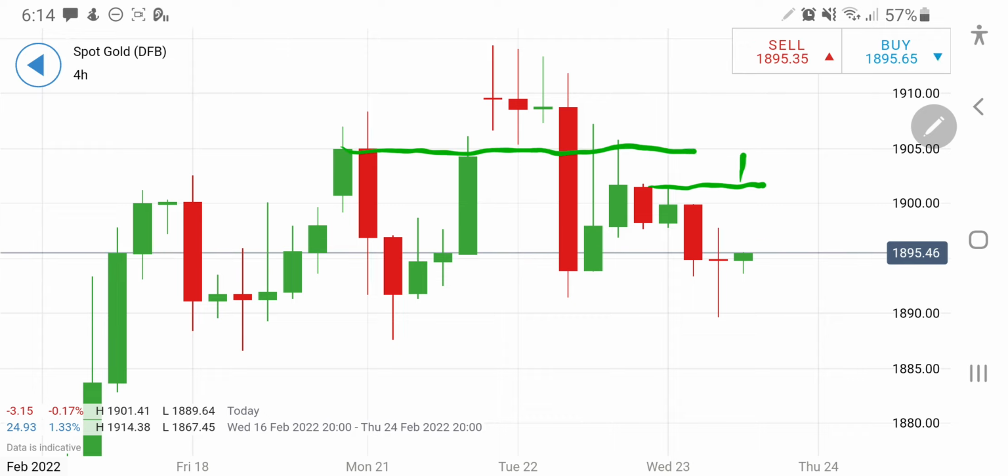See, this is the level at 1905. It has provided a strong resistance. If it breaks 1905, then it will fly towards 1908, 1910, 1912 and plus levels.